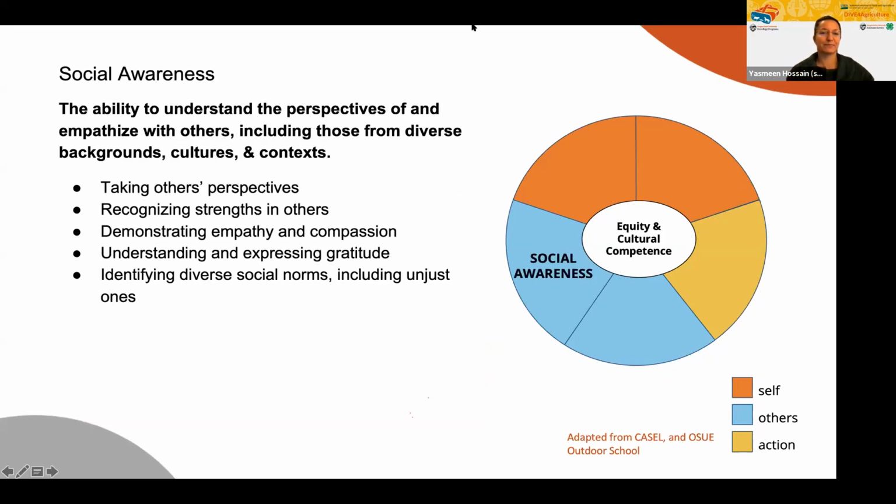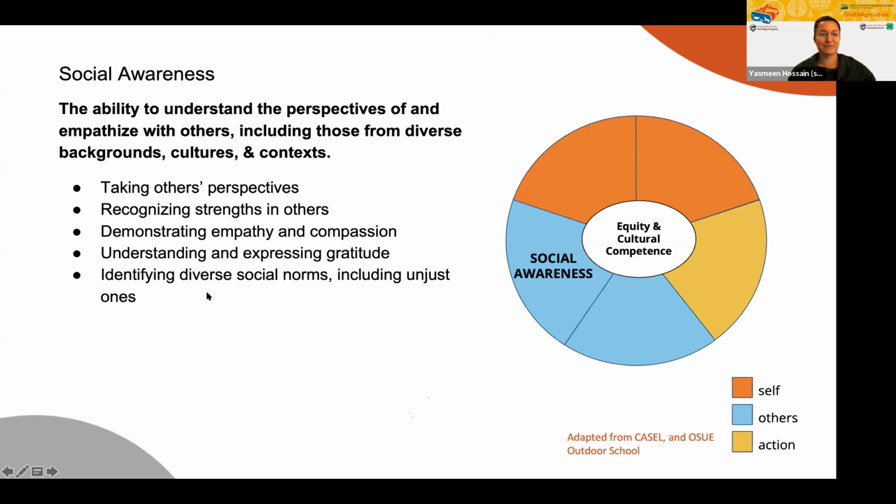So the next one is social awareness. Now we're in the blue field, which is about others, relating to others. And this is the ability to understand the perspectives of and empathize with others, including those from diverse backgrounds, cultures, and contexts. So this is about putting yourself in someone else's shoes, recognizing the strengths of others, demonstrating empathy and compassion, gratitude, very important, and identifying the diverse social norms, including unjust ones. And one more click, please.